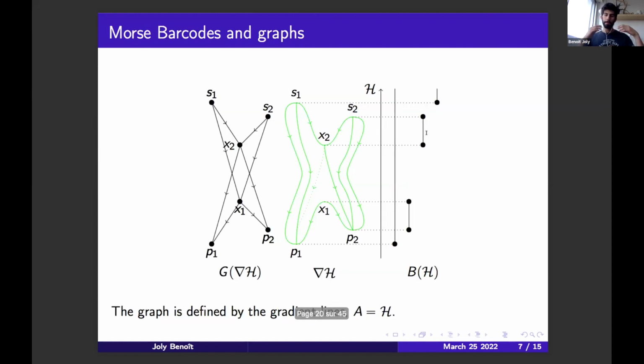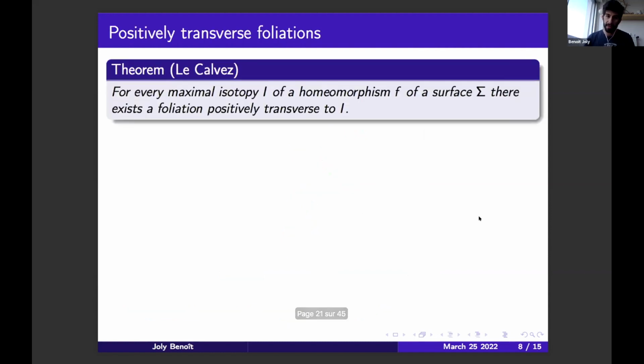So now, if we consider again a Hamiltonian homeomorphism of a surface with a finite number of fixed points, we have, thanks to the work of Wang, an action functional defined for this Hamiltonian homeomorphism, but we still need to find a graph to apply my application beta to obtain a barcode. And those graphs come from Le Calvez theory and Le Calvez positively transverse foliations.